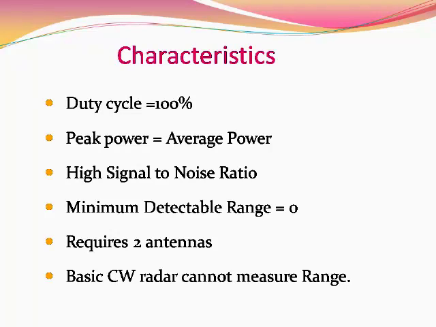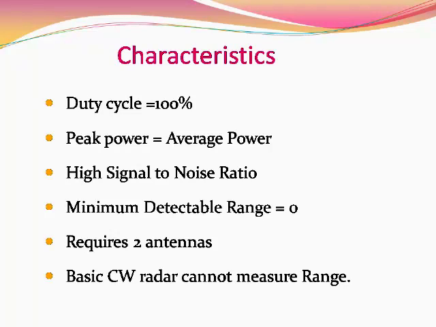So a single antenna is sufficient in the case of a pulsed radar. But in the present case of CW radar, we are continuously sending the signals and continuously receiving the signals, and hence we require two separate antennas. This is the flip side of a CW radar system.